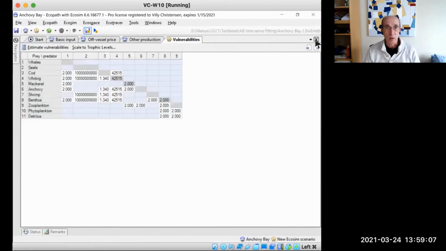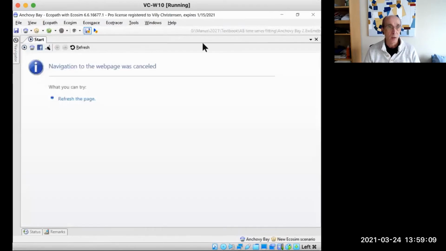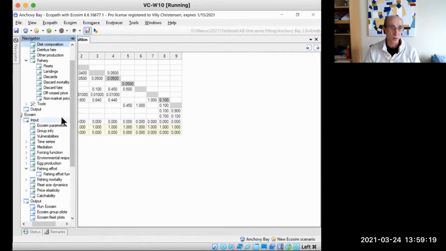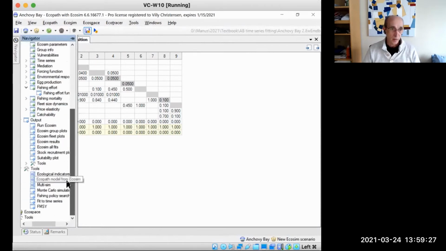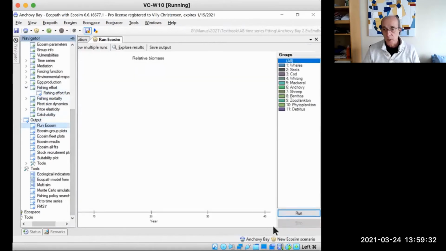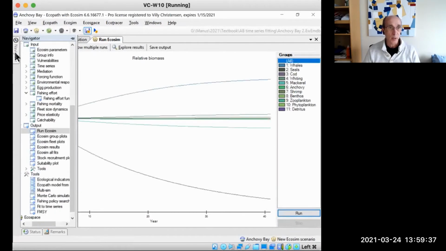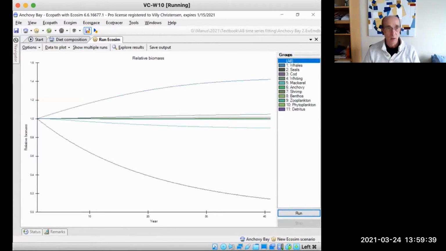I'm going to close down a lot of these screens. Start, and we need a navigator again. See if I can make it a bit smaller. Yeah, like that. That should do. So on the navigator here, we are again going to run Ecosim. We have it loaded. We don't have any time series. Oh, now it auto hides. Fantastic. So we run it. It looks the same.